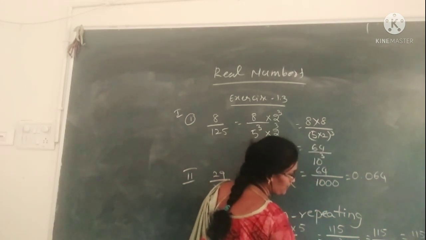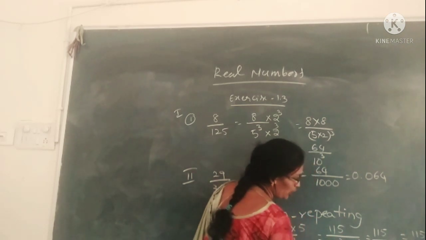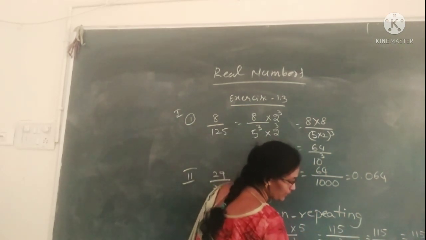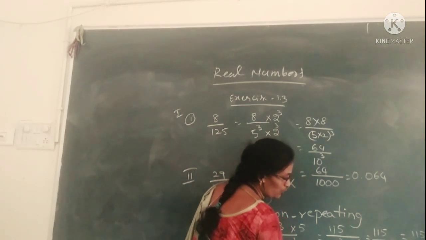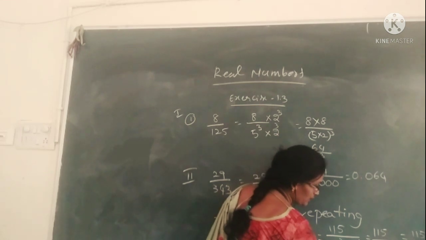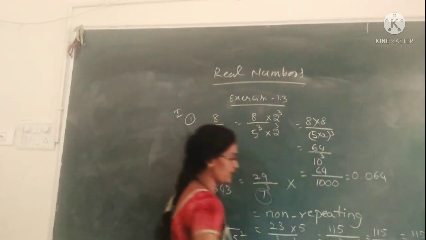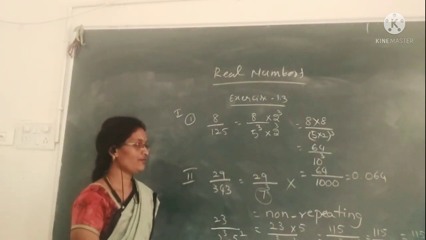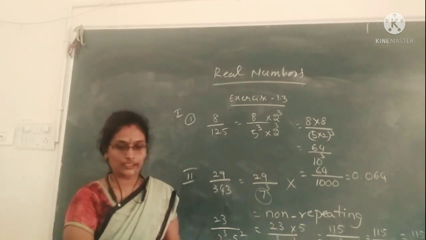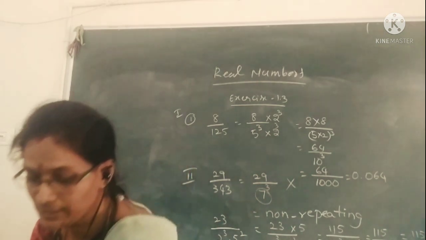10 to the power of 3 we can write as 10 into 10 into 10. That means 1000. Then how many zeros? 3 zeros. Then we put the decimal point 3 places from the right side. So 0.115 is a terminating decimal. Next, so all of you understand?